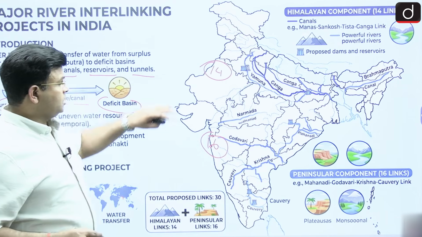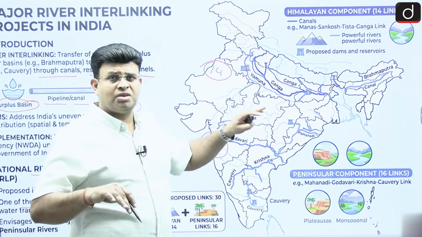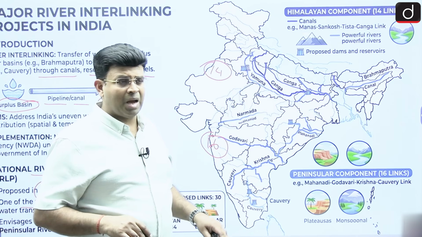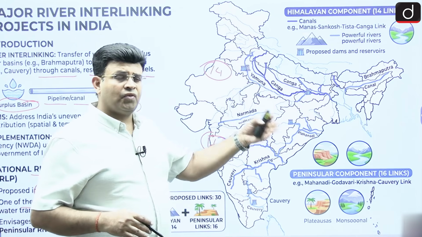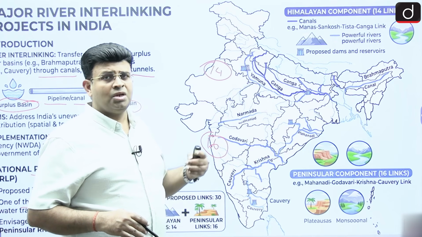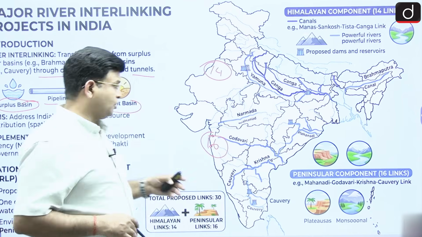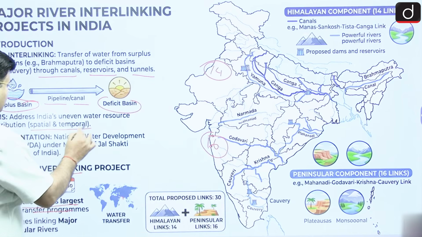Some regions have less water and some regions have more, so that is a spatial imbalance. And in some parts of the year a region has water, and in other parts of the year it has less water, so that is the temporal aspect of surplus and deficit. Therefore it has been mentioned as spatial and temporal.